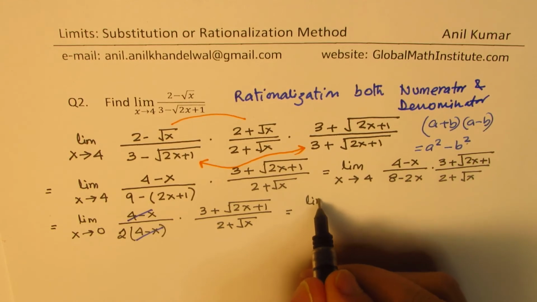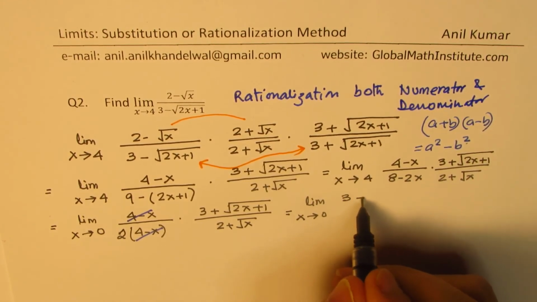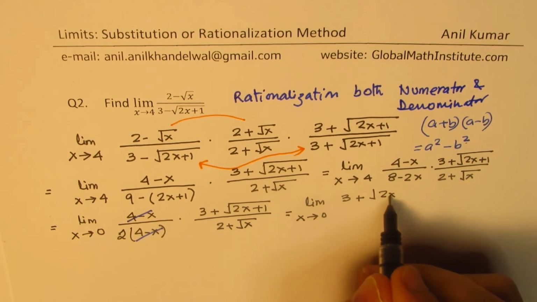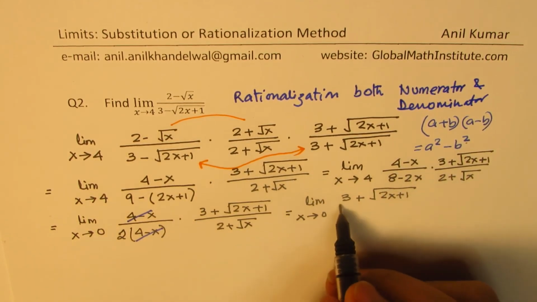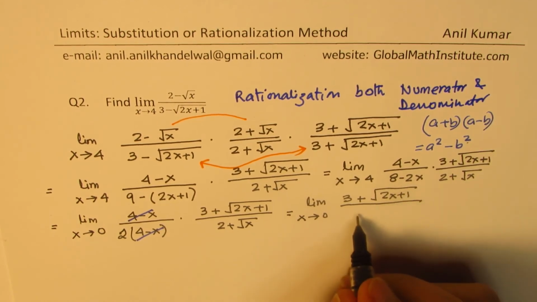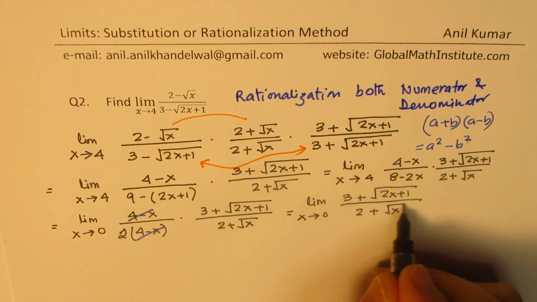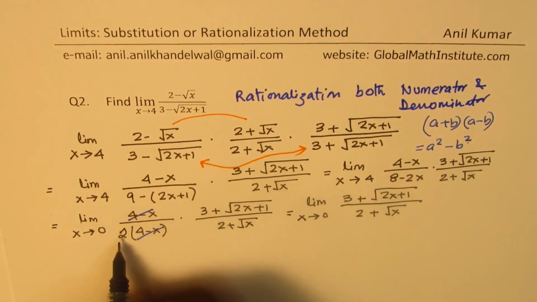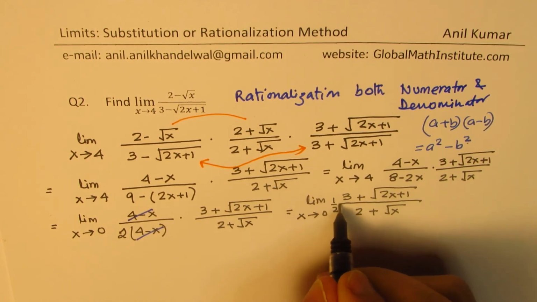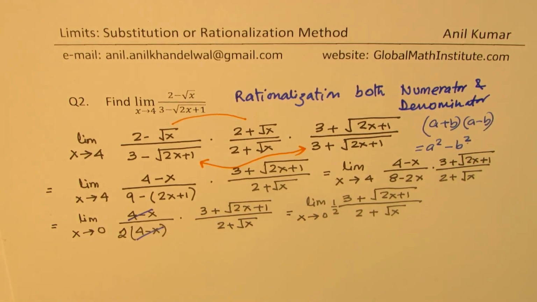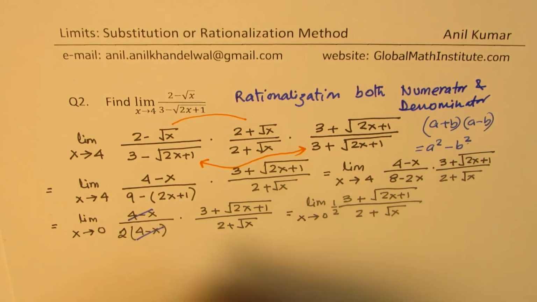So we will write this as the limit as x approaches 0 of 3 plus square root of 2x plus 1, which is effectively the conjugate of the denominator, and the conjugate of the numerator, which is 2 plus square root of x. And we also have a term here, half times, right? So let me write half separately here. Is that clear to you? Now we'll substitute 0 to get our answer.